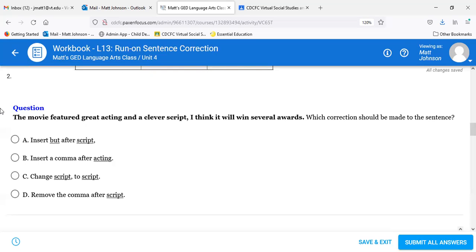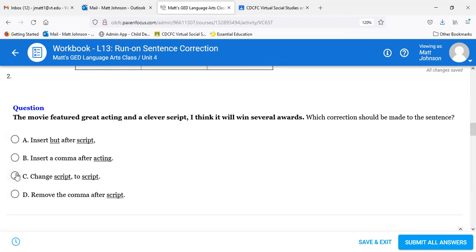B? It's C. And this one's a little weird because they put a period at the end of each. Well, basically what it's asking you to do is make two sentences, right? It's kind of awkward, the way it's presented to you. But what it's asking is just to remove the comma and put a period. So change script, comma to script, period.